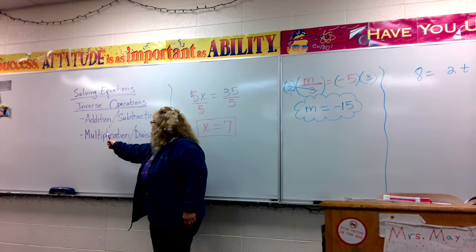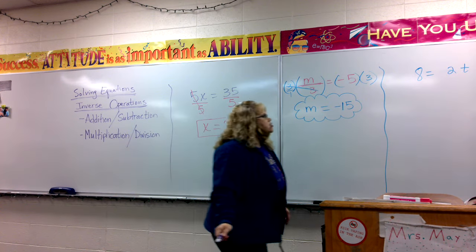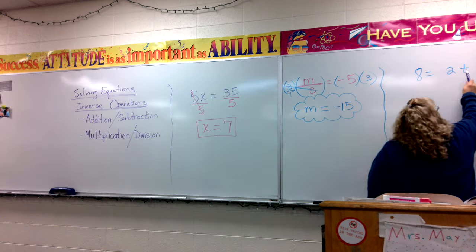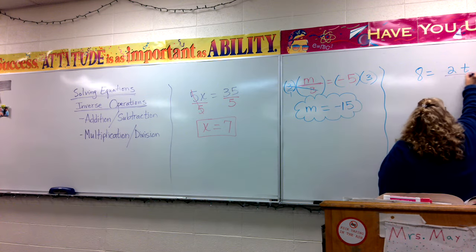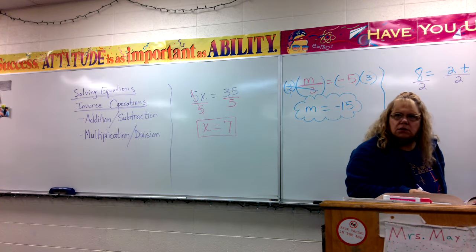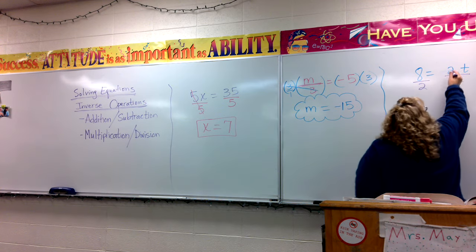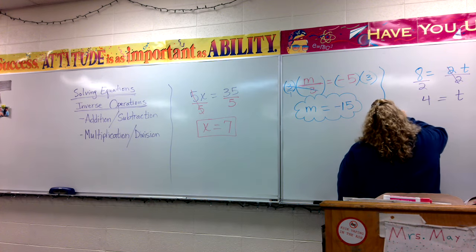Multiplication. And so what's the inverse of multiplication? Right. So how do I get rid of a multiply by 2? Divide by 2. See, you told me you didn't have any idea. I told you you were wrong. You do have an idea. So this cancels, and you get t equals 4.